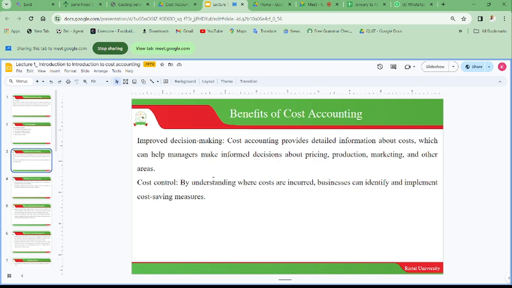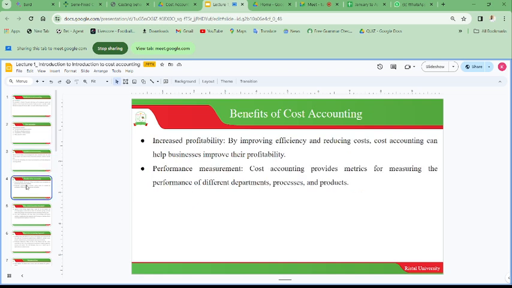By understanding where costs are incurred, businesses can identify and implement cost-saving measures. Increased profitability: by improving efficiency and reducing costs, cost accounting can help businesses improve their profitability. And then performance measurement. Cost accounting provides metrics for measuring the performance of different departments, processes, and products.